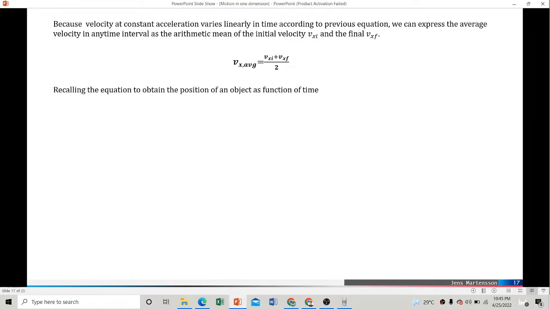So recalling the equation to obtain the position of an object as a function of time. Okay, so asa na siya, this one is to obtain the position of an object as a function of time.